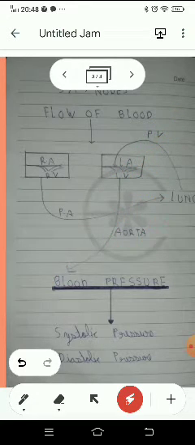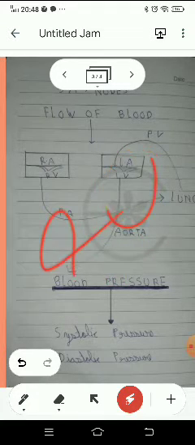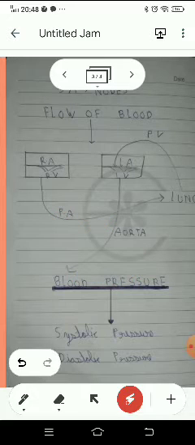The aorta is the largest artery in our body. It is also known as the systemic aorta. It supplies the blood from the heart to various parts of the body except the lungs. Now I will tell you about the flow of blood. This flow of blood I've already discussed. Now from the aorta, it further gets divided into tissues and supplies the blood to the cells.